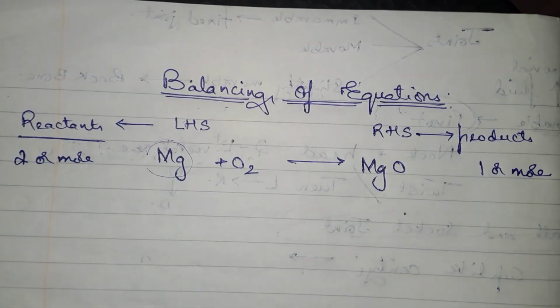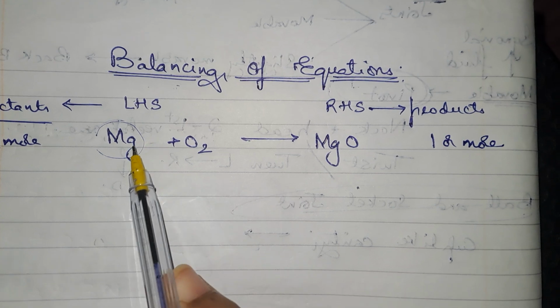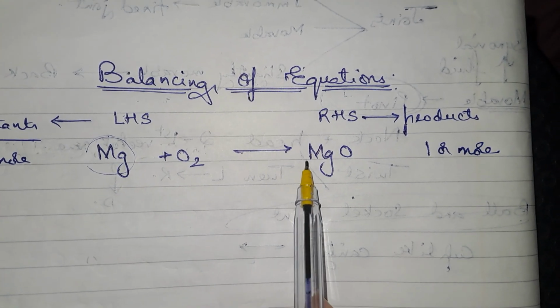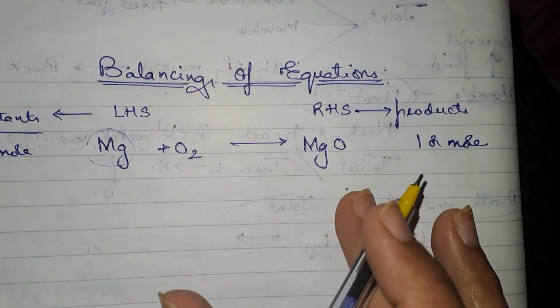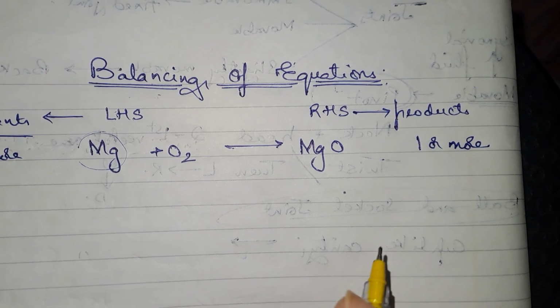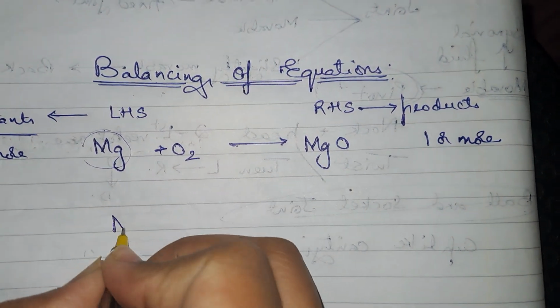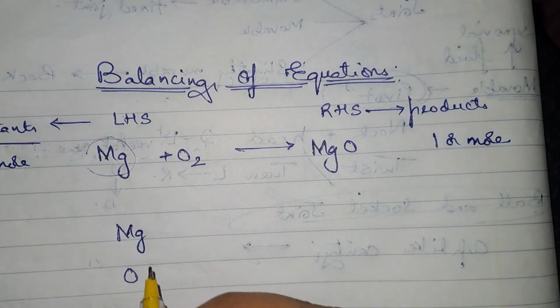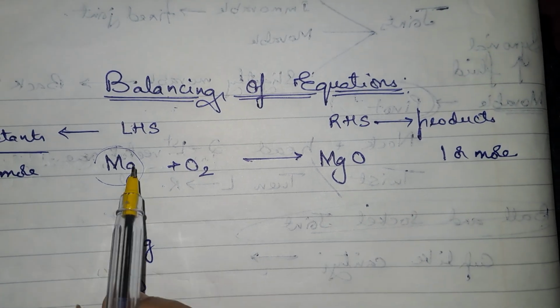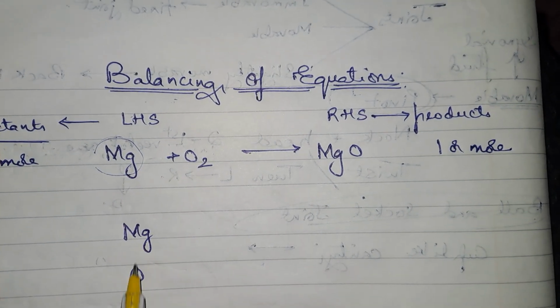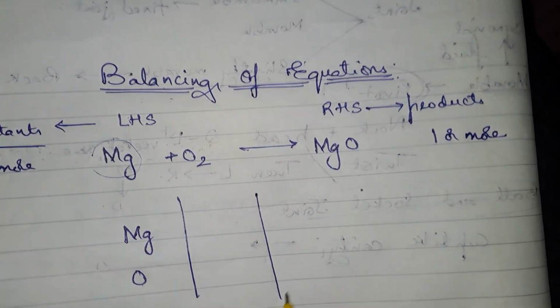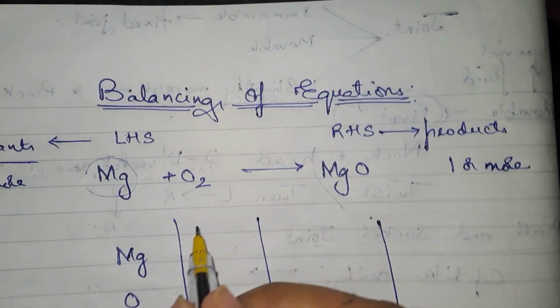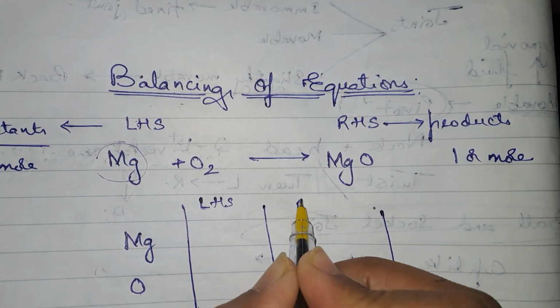Okay, now let's consider this one in here. It says that Mg is combining with oxygen to give rise to MgO. So what is the basic method to check if this reaction is balanced or not? I am going to write down all the chemicals present in this particular reaction. So Mg was there and oxygen was there. Now I am going to create 2 columns. This column is going to be the LHS side and this is going to be the RHS side.